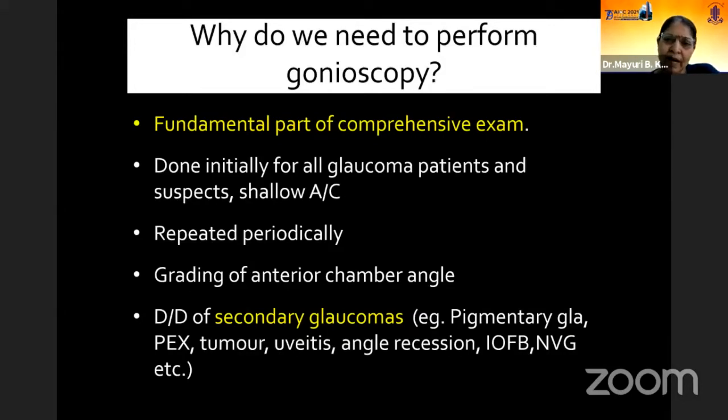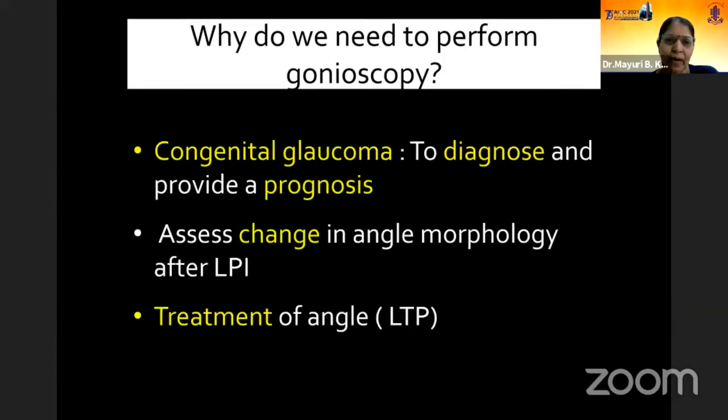It is a fundamental part of the comprehensive examination done initially for all glaucoma patients or the glaucoma suspect with the shallow chamber. It should be repeated periodically. I do repeat it yearly, and it helps not only for grading of the anterior chamber angle, but also for differential diagnosis of secondary glaucoma. In congenital glaucoma, we also do the gonioscopy on table, and it helps us in a proper diagnosis as well as giving the prognosis.